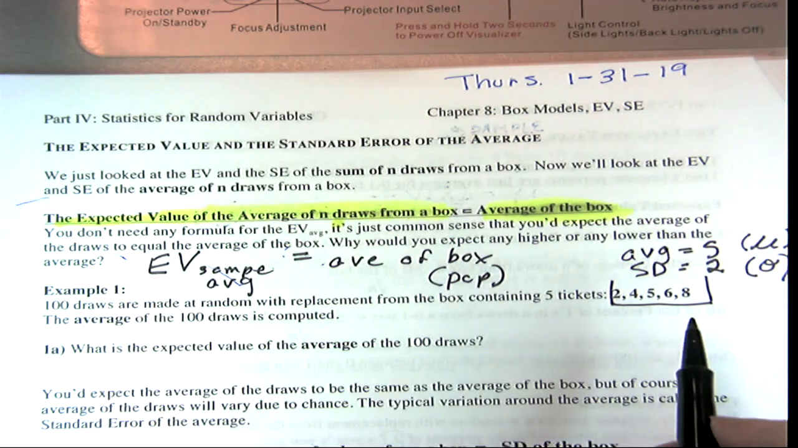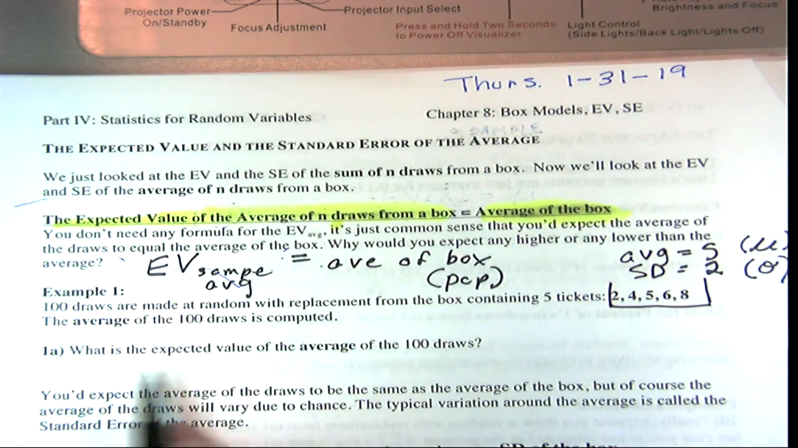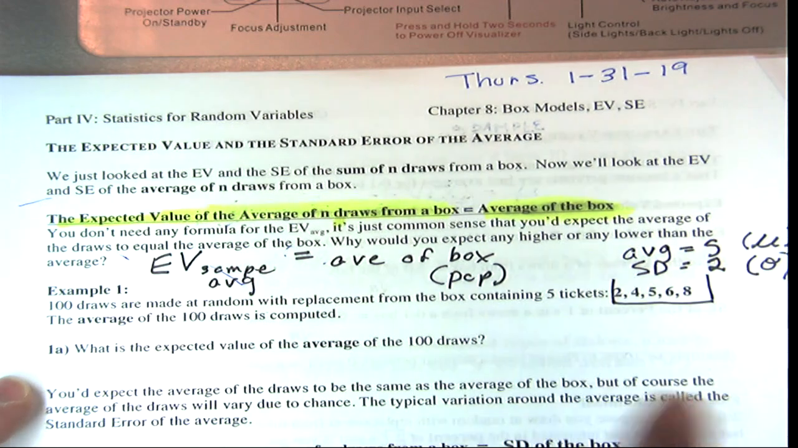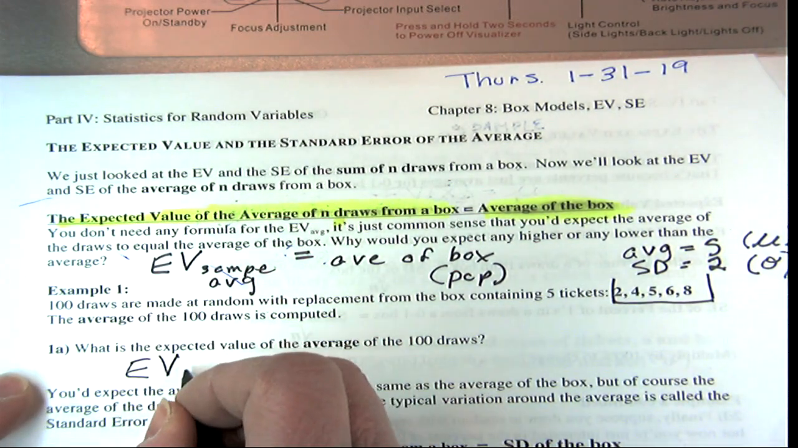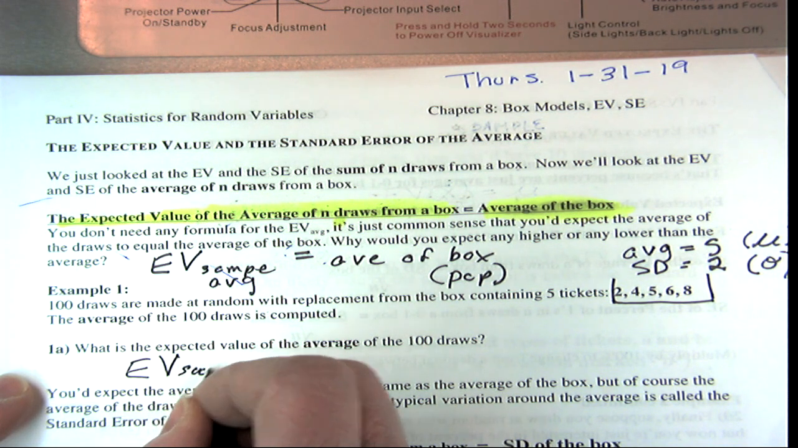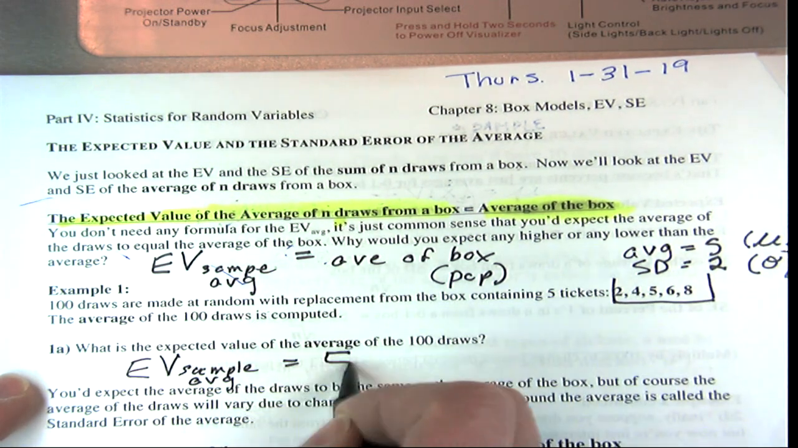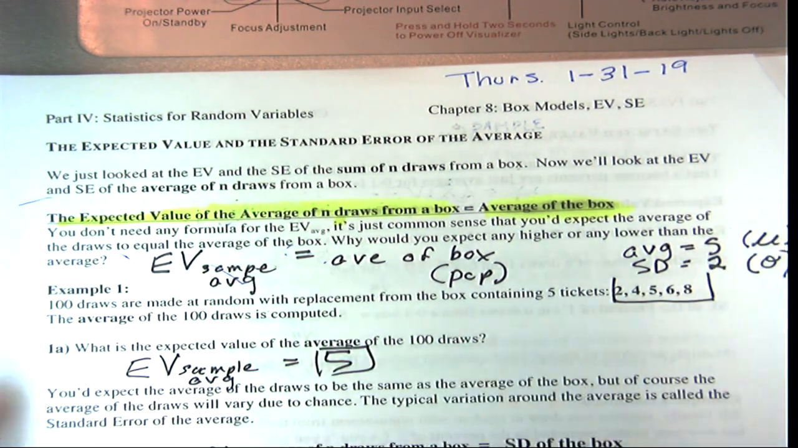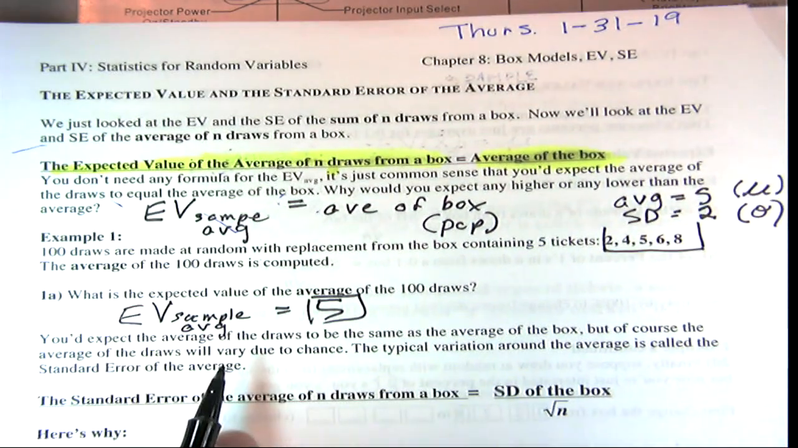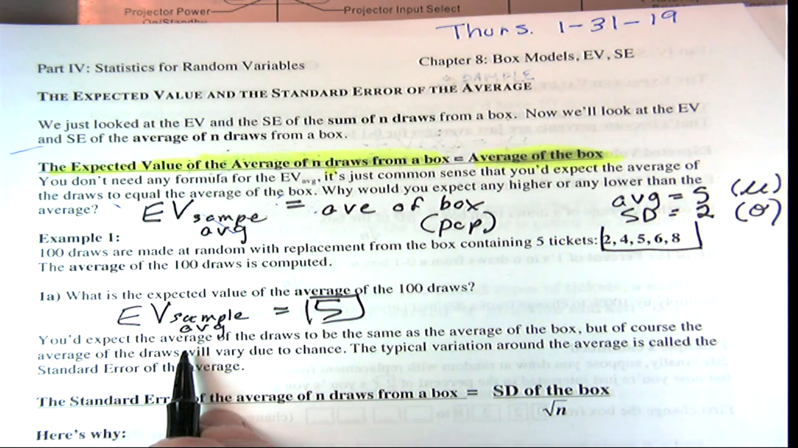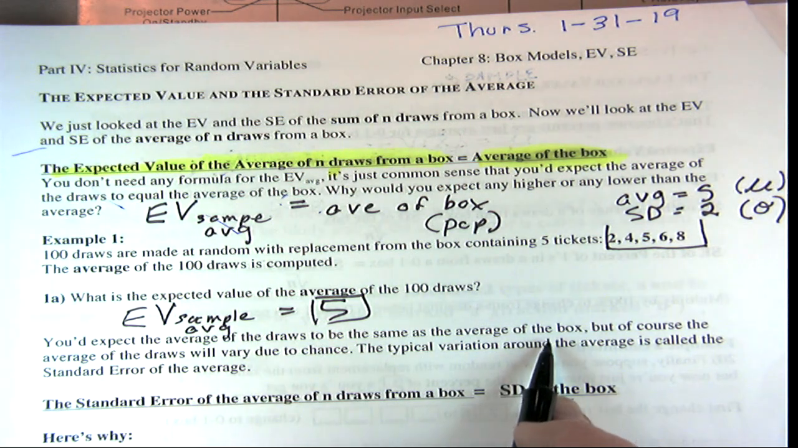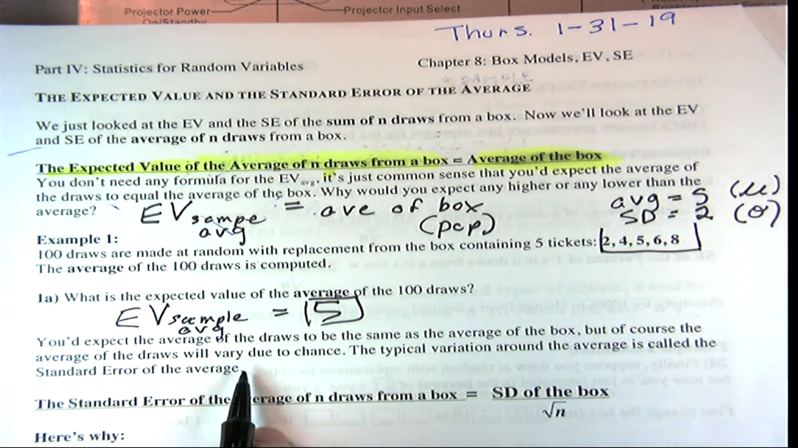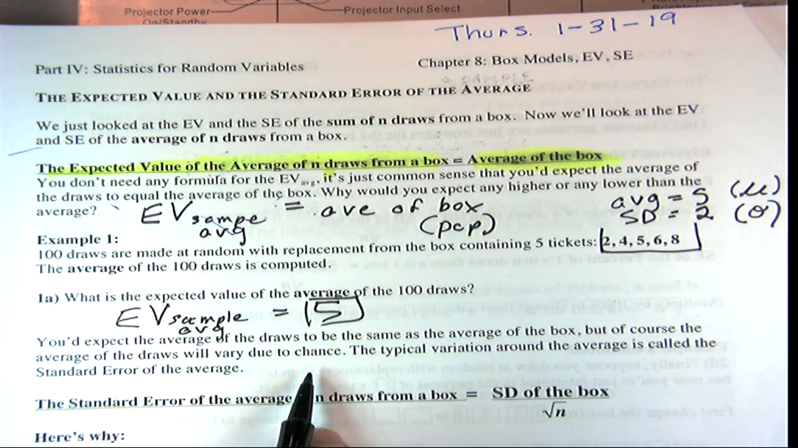Now, what's the expected value of the average of the 100 draws? We just said it. The expected value of the sample average is just 5, because it's 5 right there. We'd expect the average of the draws to be the same as the average of the box. That's just common sense. But of course the average of the draws is going to vary due to chance.